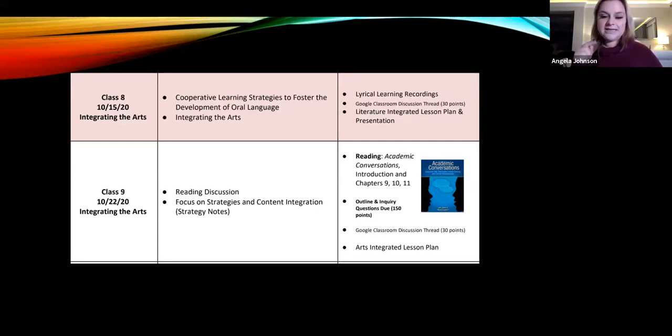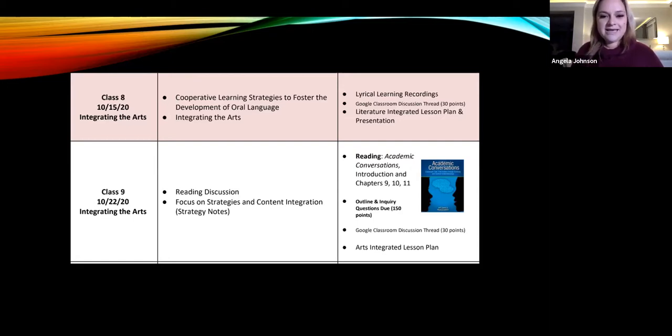Now, next week is class 9, okay? We're going to be meeting on Zoom, and we're going to have a class discussion, a reading discussion, right? Please read chapters 9, 10, and 11 of the book. We're going to be discussing those 3 chapters, so be on time with that reading. So chapters 9, 10, 11, and do the lesson plan. I need a lesson plan with content integration of literature.